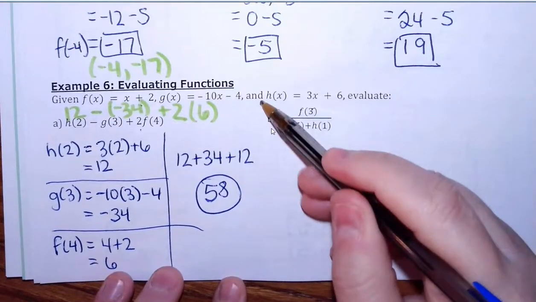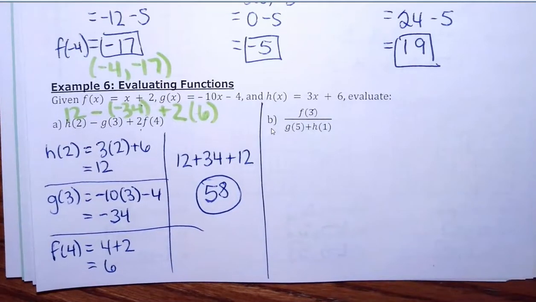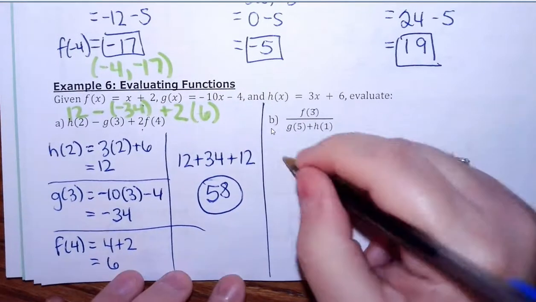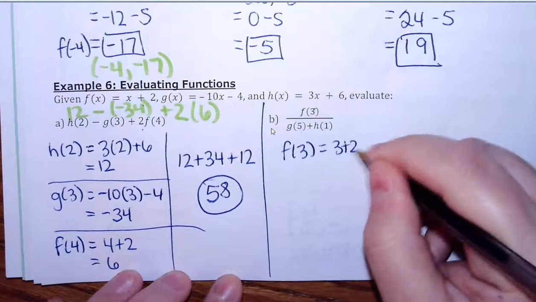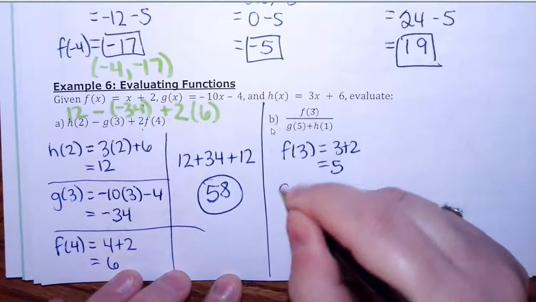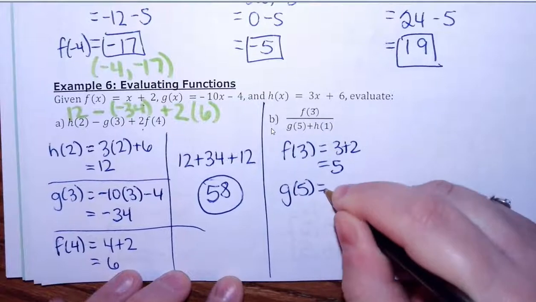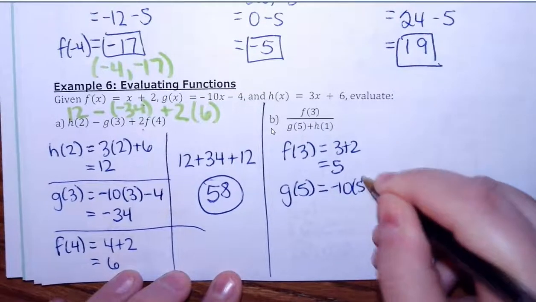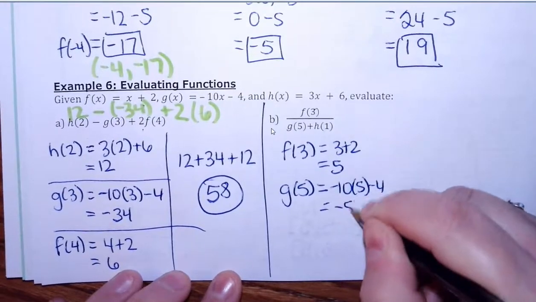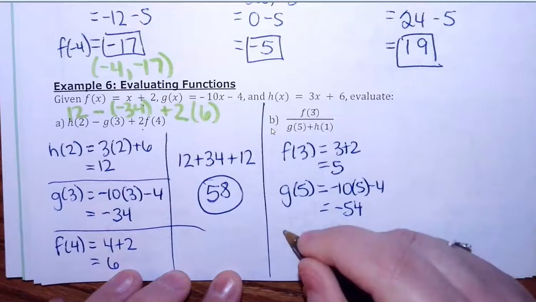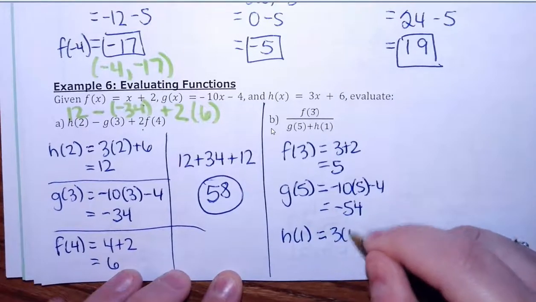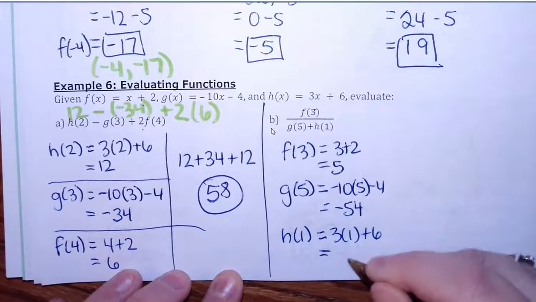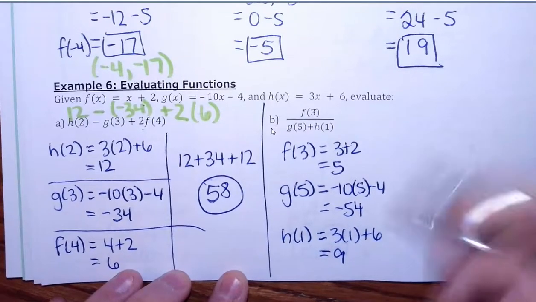And then I've got just another quick example. This is a little different. It's got some division. I still need to find f of 3. So it's going to be 3 plus 2, which is going to be 5. I need to find g of 5, which is negative 10 times 5 minus 4. So negative 54 there. And then I need h of 1, which is going to be 3 times 1 plus 6. So we're going to get 9. And then I'm going to plug these in.